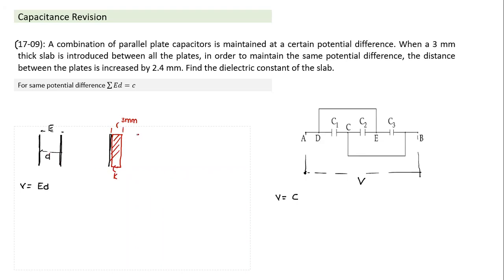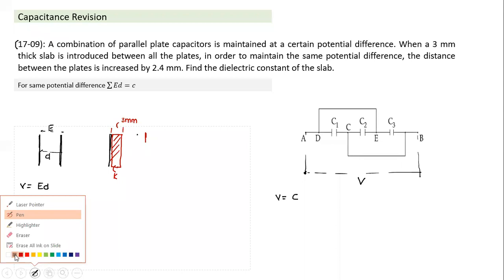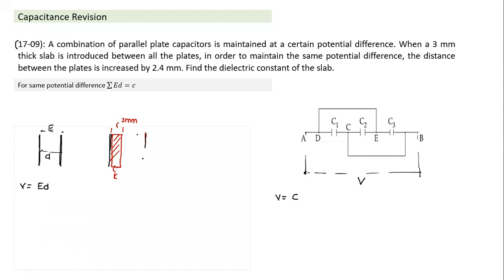If we had not changed the spacing between the plates, this space would have been D minus 3 mm. But we further increase the spacing by 2.4 mm. So what is the remaining thickness between the plates now? This will become D minus 3 plus 2.4. That's the remaining thickness, so the remaining part is D minus 0.6 millimeter. So there's 3 millimeter of dielectric slab and D minus 6 millimeter of air medium.